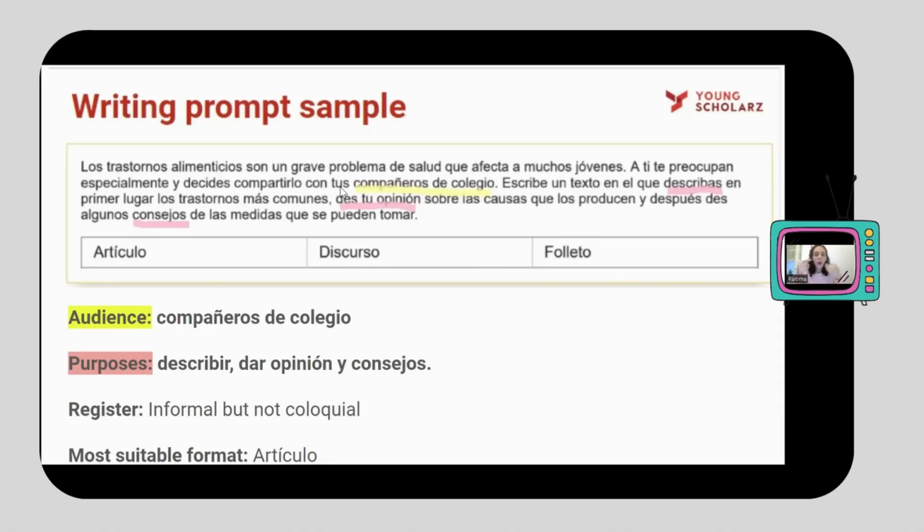And this is already giving us a lot of clues in terms of what register I need to use, formal or informal, right? If we continue, we have already identified the audience, compañeros de colegio. The second thing we need to identify is the purpose.